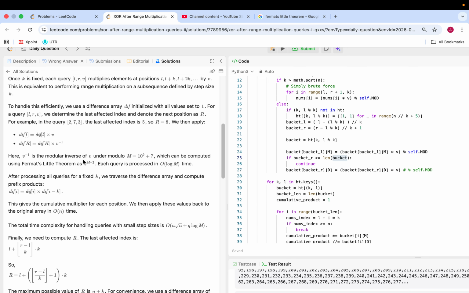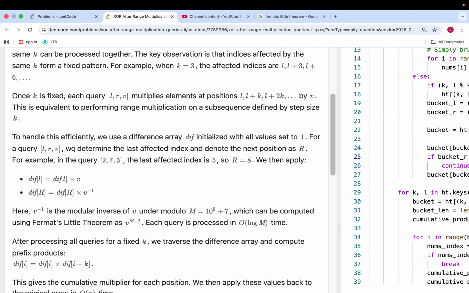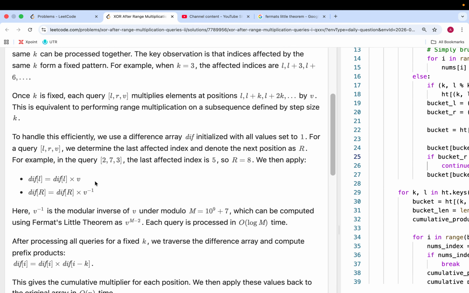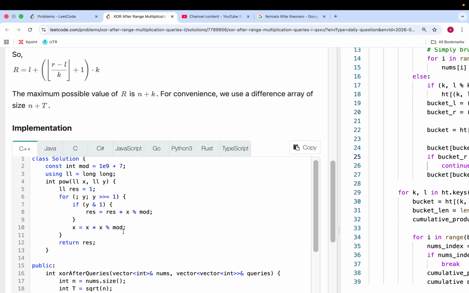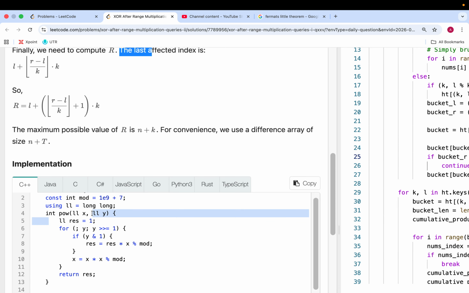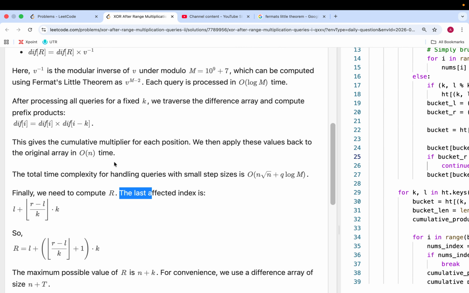All values set to 1. Also inverse. Fermat's little theorem. Each query... Oh, man. Okay, so they also do the inverse trick. Power, long x, long y. Wait, are they actually just plugging in? Surely not.